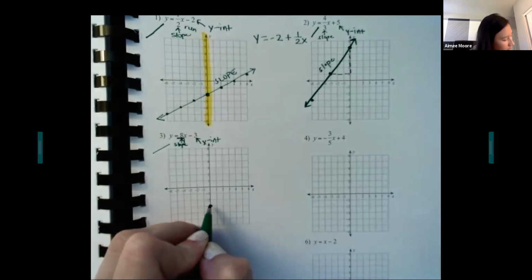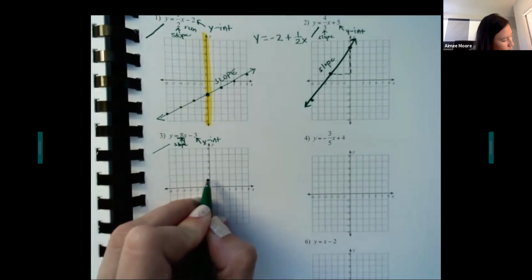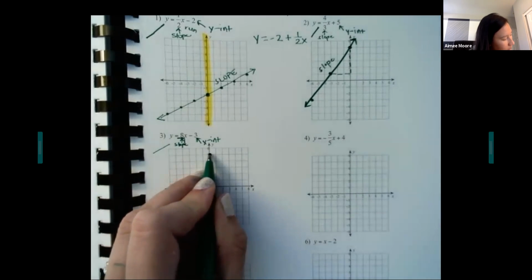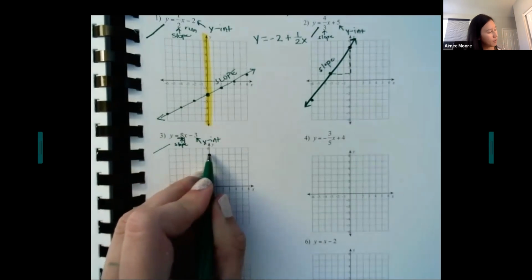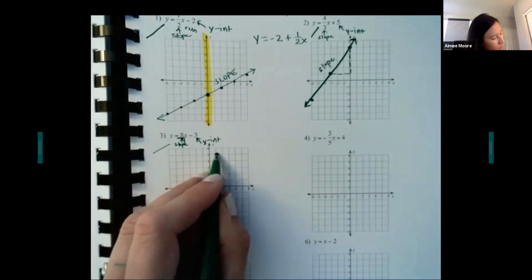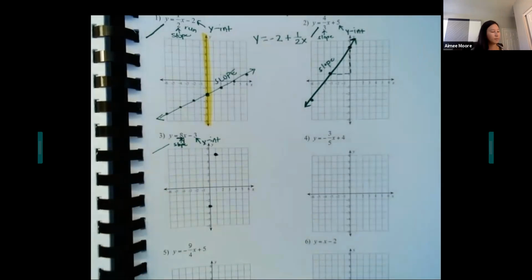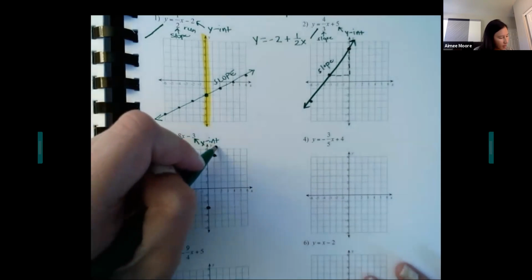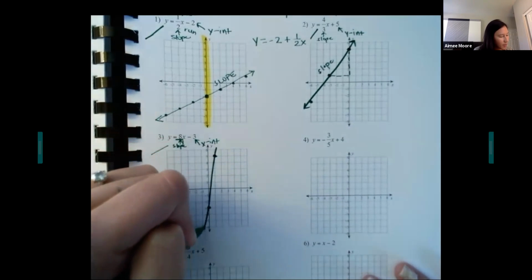So my rise is 8. So from here, I'm going to go up 8. 1, 2, 3, 4, 5, 6, 7, 8. And since it's positive, I need to go to the right 1. And then I just sketch my line.